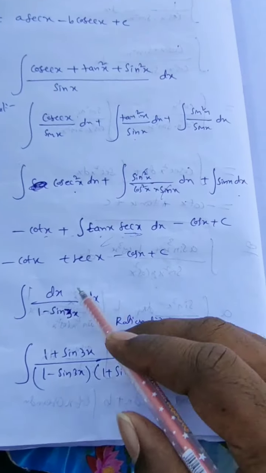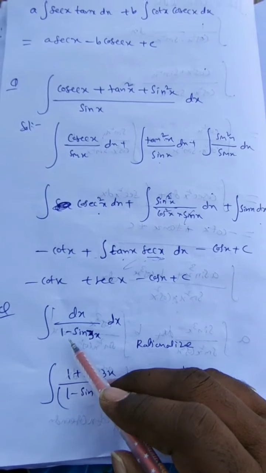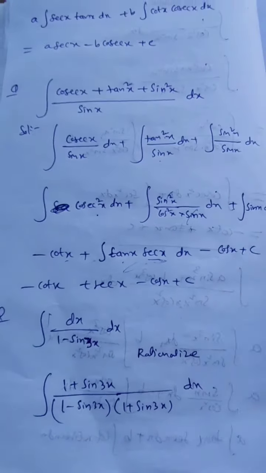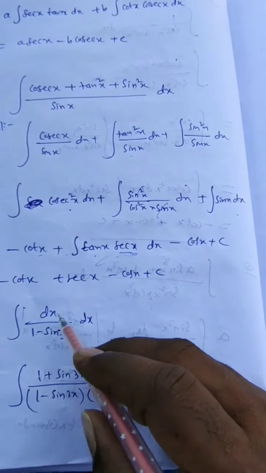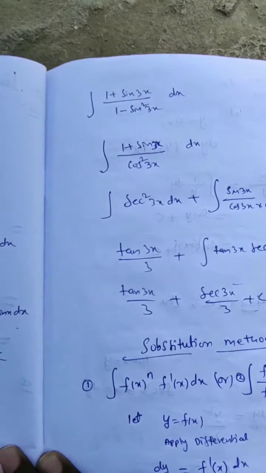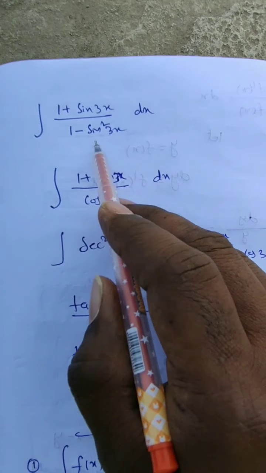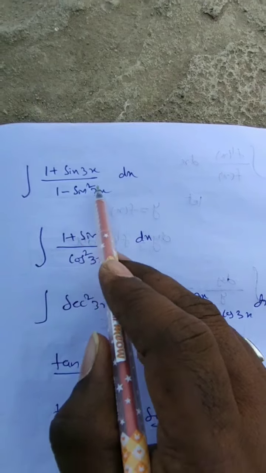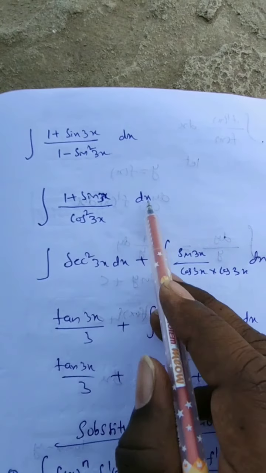Okay, let us see another question. Integration of dx upon 1 minus sin 3x. So I told you in the beginning, whenever you find 1 plus sin x, 1 minus sin x, 1 minus cos x, rationalize. Rationalize this one: on the top 1 plus sin 3x, upon (1 minus sin 3x) into (1 plus sin 3x). So on the bottom, (a plus b) into (a minus b) is a² minus b², 1 minus sin²3x, which can be written as cos²3x dx.